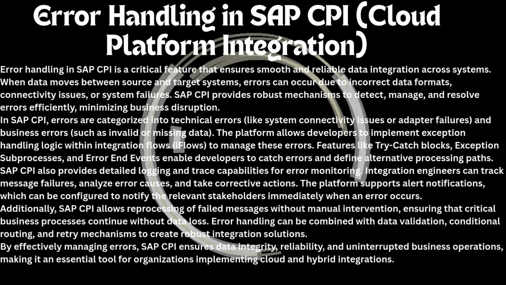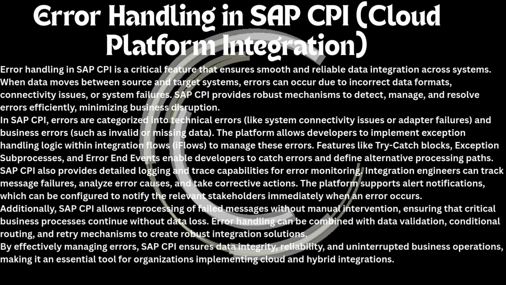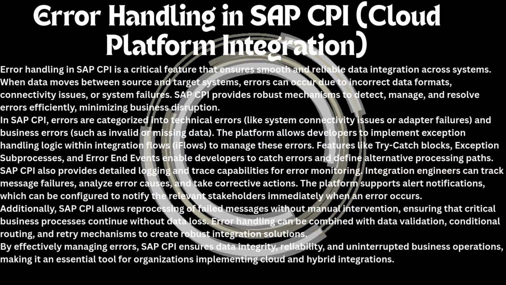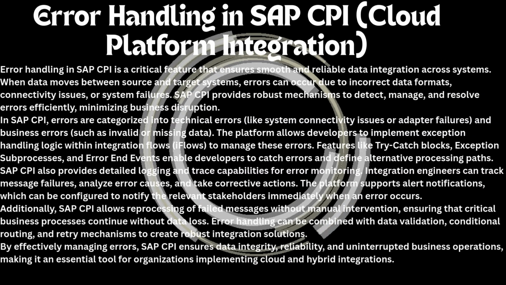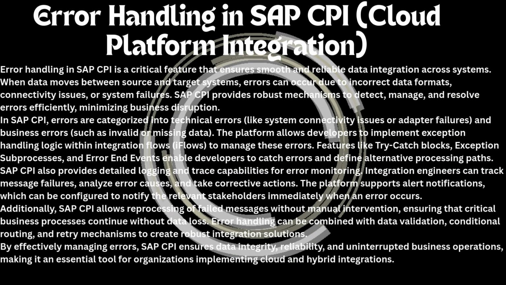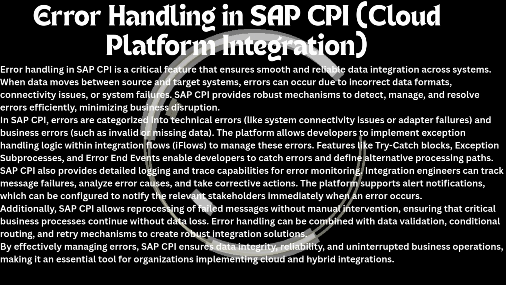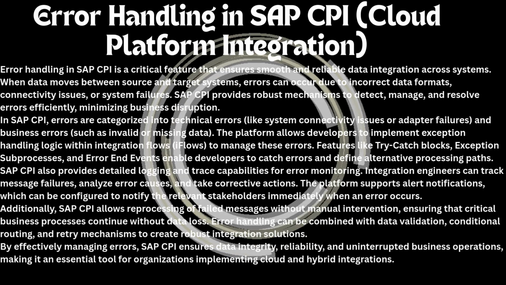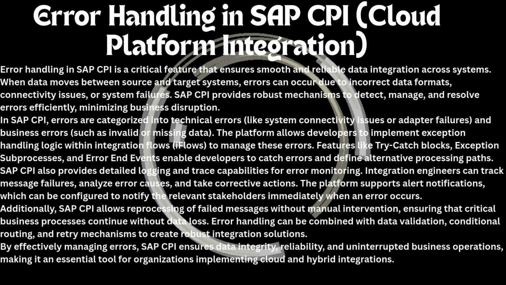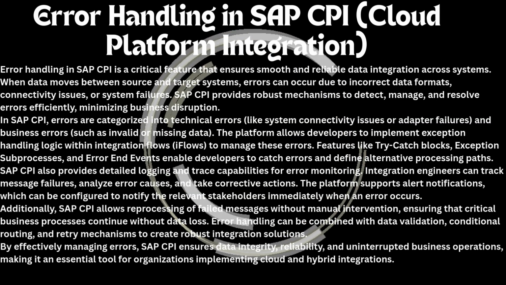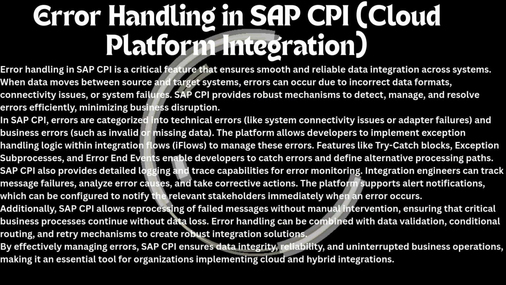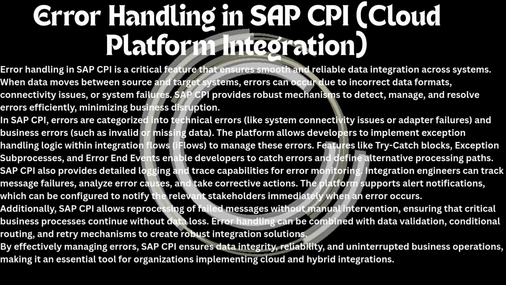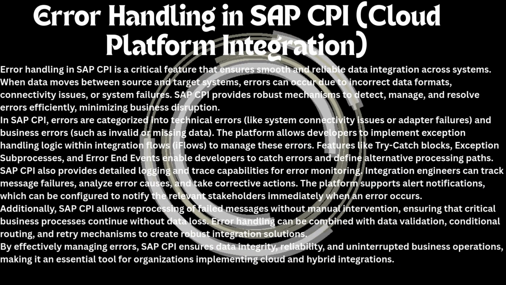SAP CPI also provides detailed logging and trace capabilities for error monitoring. Integration engineers can track message failures, analyze error causes, and take corrective actions. The platform supports alert notifications, which can be configured to notify the relevant stakeholders immediately when an error occurs. Additionally, SAP CPI allows reprocessing of failed messages without manual intervention, ensuring that critical business processes continue without data loss.